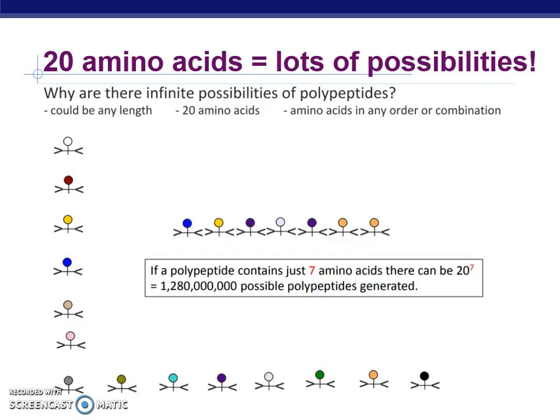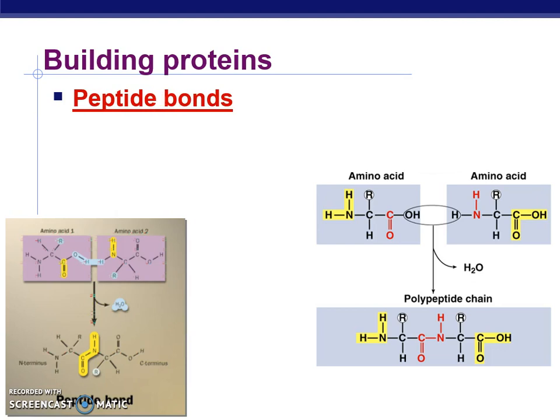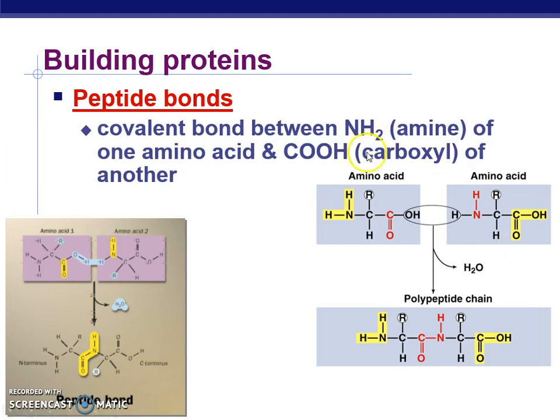So if you look at this, we can vary the length. If we just focus on polypeptide chains that are just 7 amino acids long, that would be 20 to the 7th power combinations. And so if you think that some proteins can be up to 30,000 amino acids long, then you can see why there's so much diversity in structure. All right, so those 20 amino acids come together via peptide bonds. So essentially it's a covalent bond between the carbon on this amino acid and the nitrogen on this amino acid.